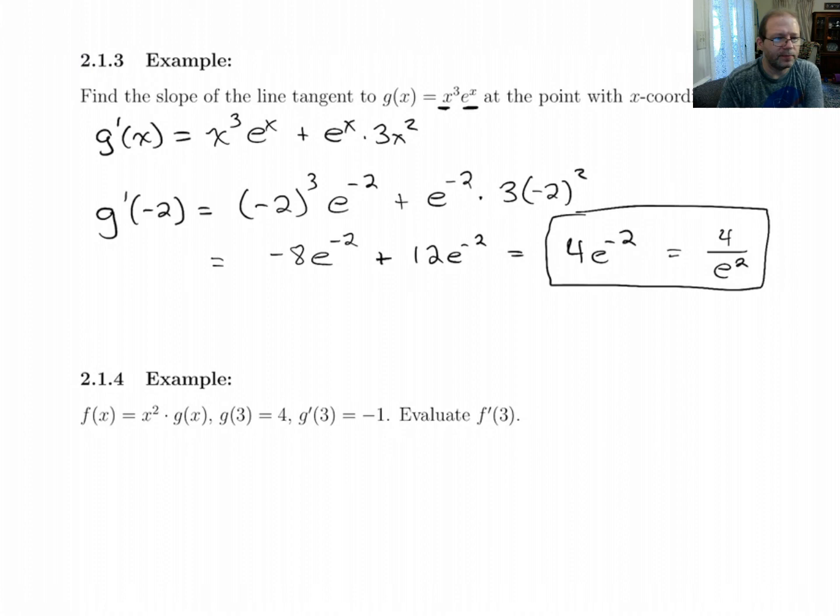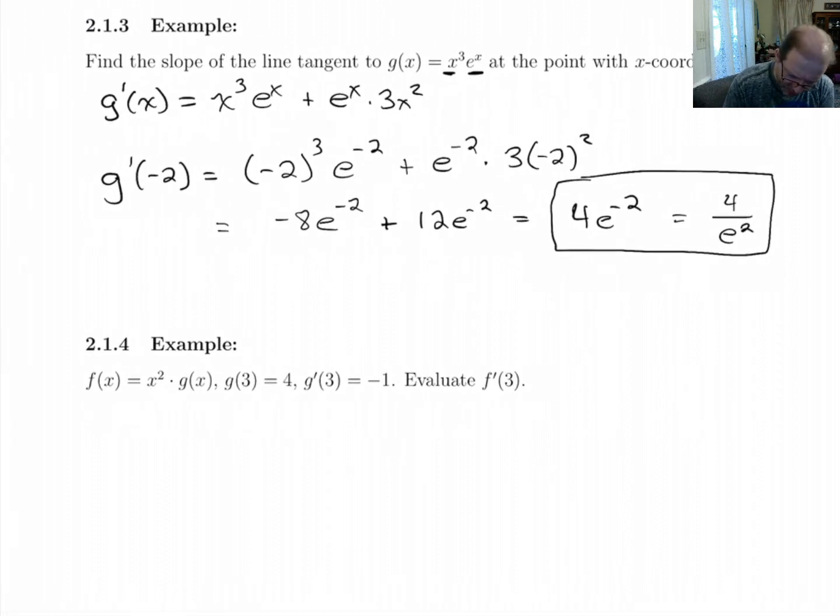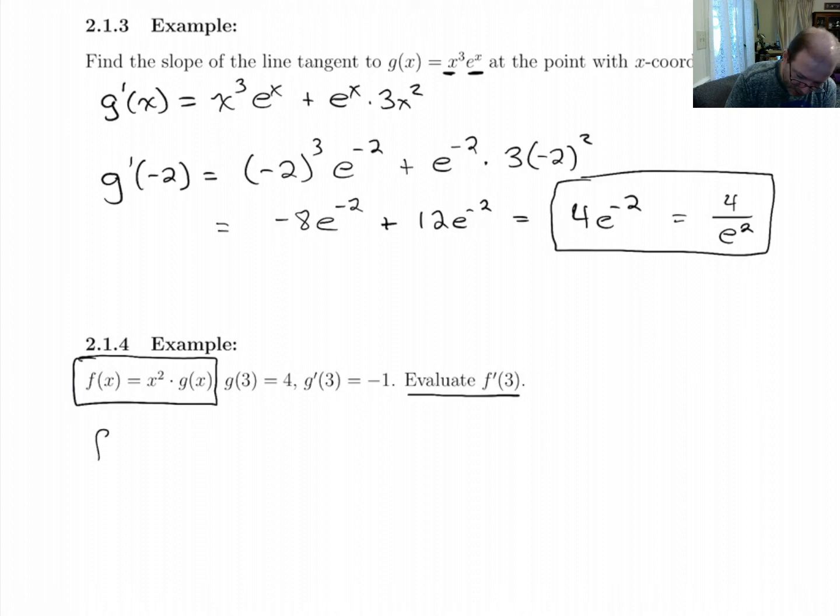Let's look at this example. On this one, it doesn't tell us everything about f of x. It says f of x is x squared times g of x, but they don't tell us what g of x is. But they tell us the information we need to know. Evaluate f prime of 3. So f prime of x is going to be first times derivative of the second. The second is g of x, so it's g prime of x, plus the second times the derivative of the first. First is x squared, so it's 2x.